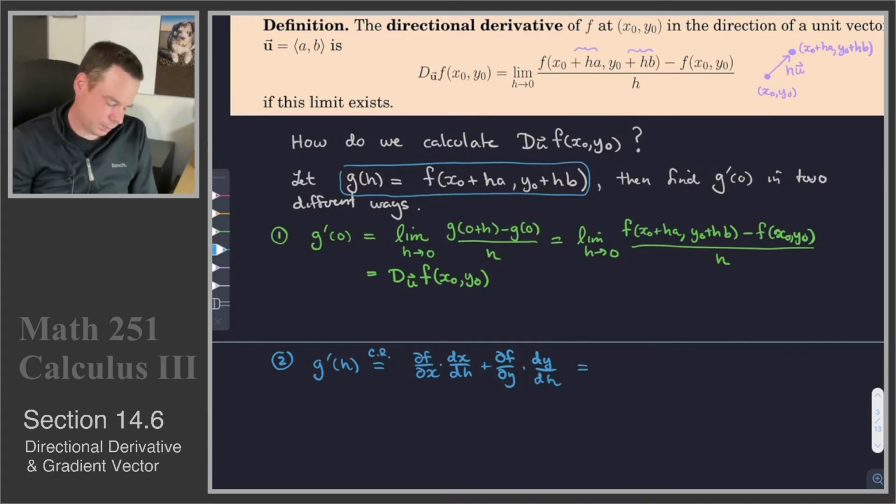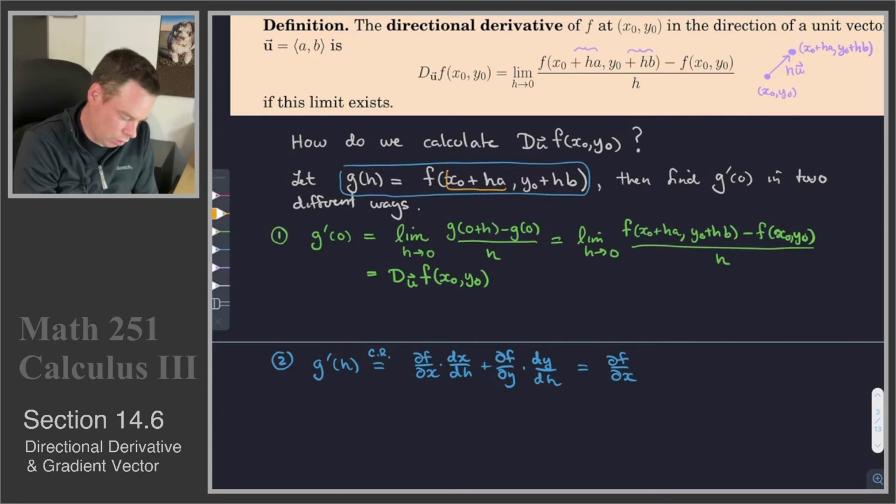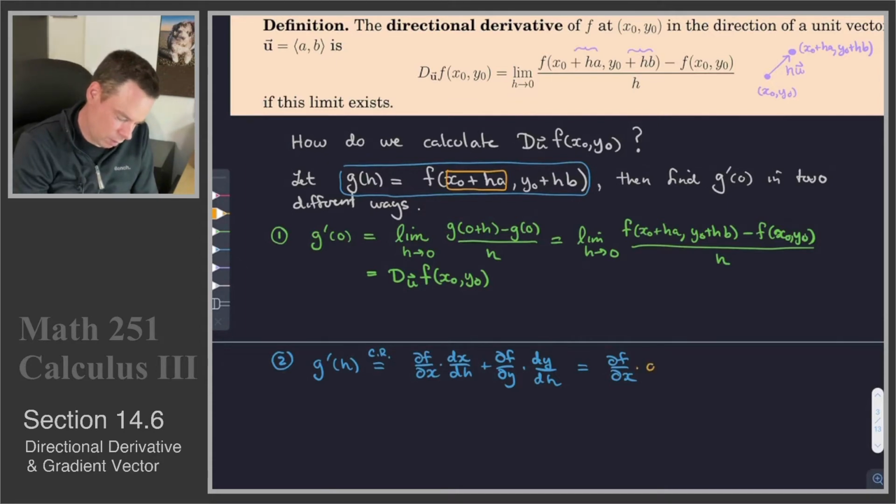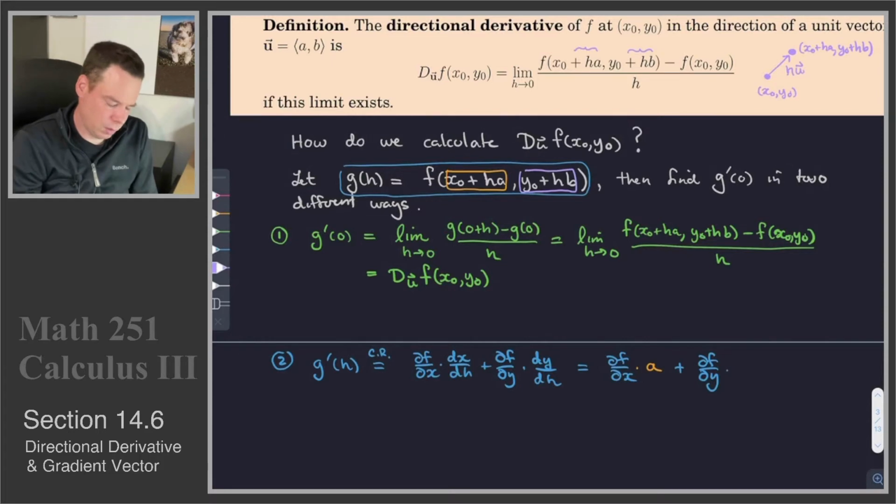And so what is that? The derivative of f with respect to x, well, that's our f sub x, so I'll just leave it as df/dx. And what is the derivative of x with respect to h? Well, our x function of h is x₀ + ha. x₀ is a constant, a is a constant, so this is a linear function of h. So when I take its derivative, it just gives me the value a. And then I've got df/dy times the other piece, y₀ + hb. That's our y function, and its derivative is going to be b.